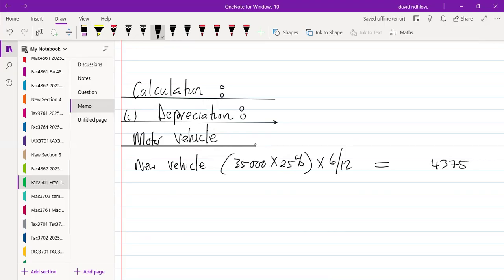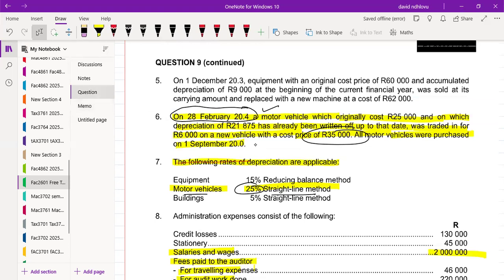I think for me, this is where I sometimes confuse things, especially when it comes to the dates. If you look at the note itself, at some point it says all these vehicles were purchased on 1st September 2000, and yeah, all motor vehicles were purchased on the 1st of September 2000. All right, let's read that one.